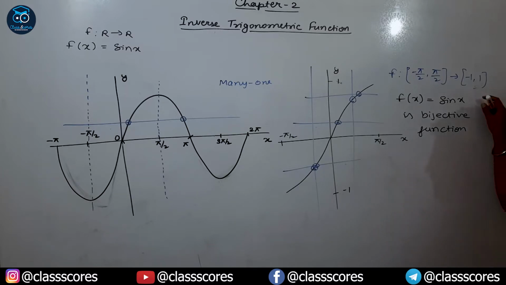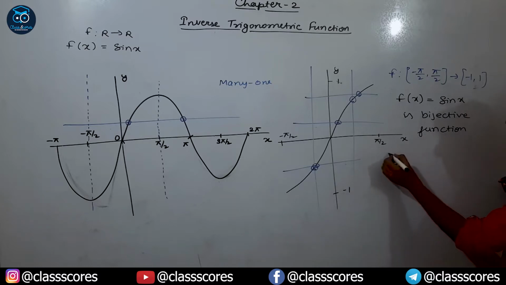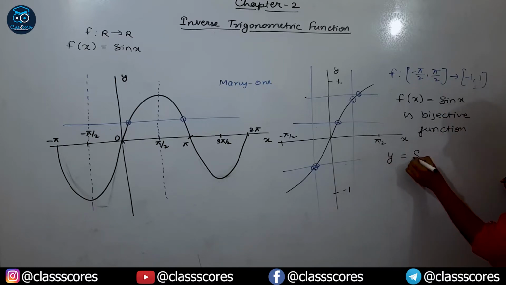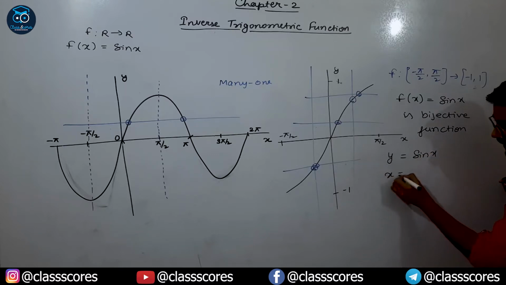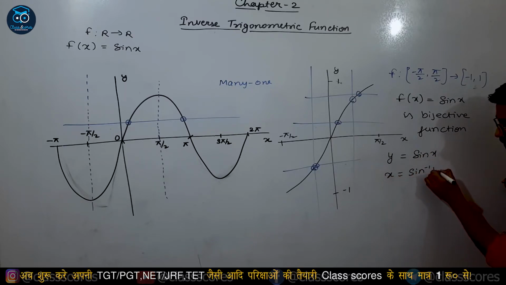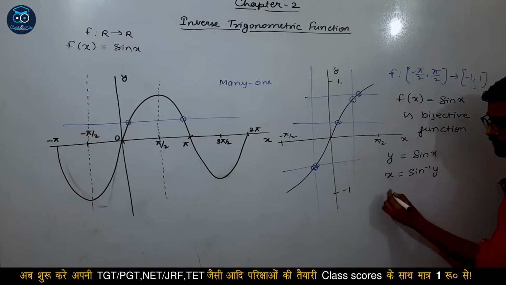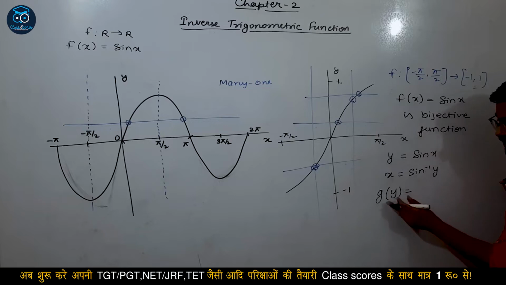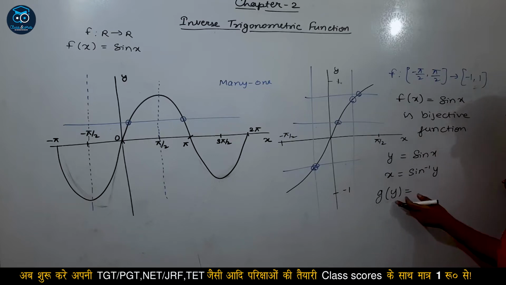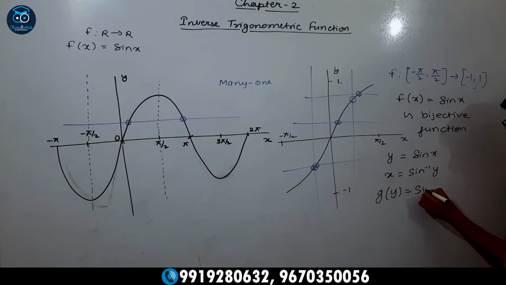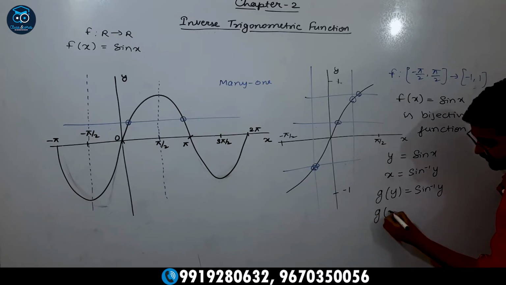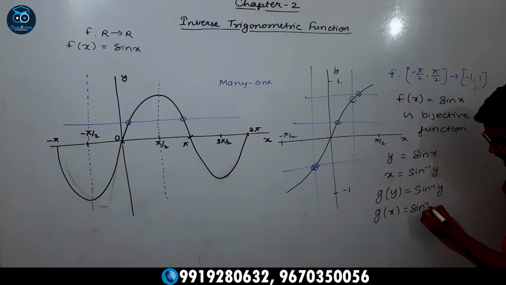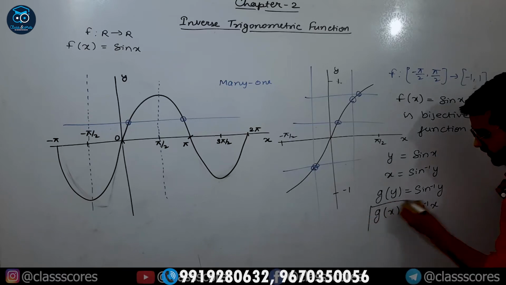Now, if it is a bijective function, then we are able to find the inverse. Then we can say y equals to sine x, then x equals to sine inverse y. If we have to write in terms of function, then we can write x as g y. G y means function g in terms of y. So it will become sine inverse y. If we have to write in terms of x, so we can write g x equals to sine inverse x. This is the invertible function.